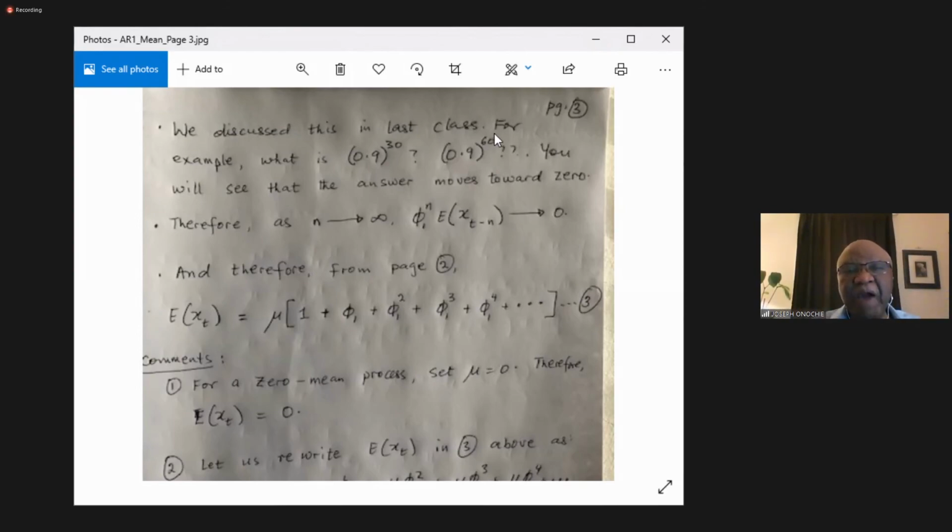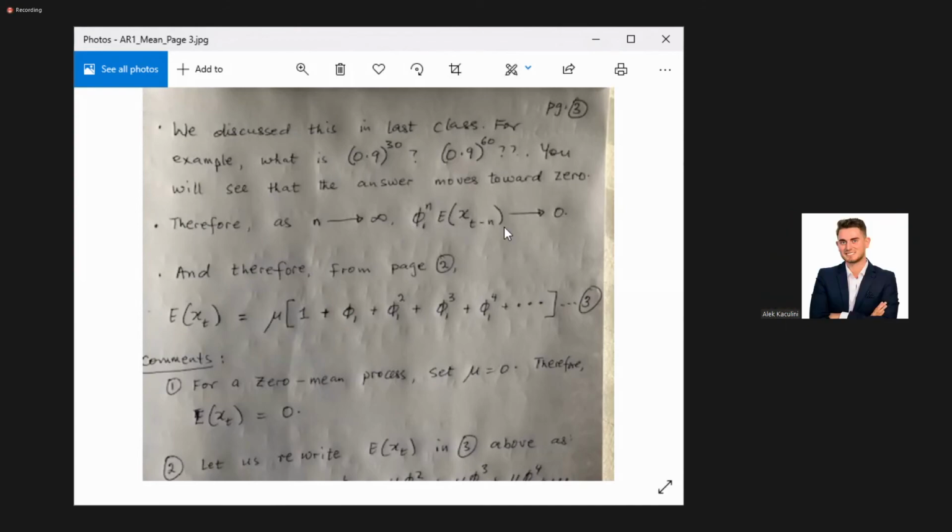So as this power goes up, the past 60 days, if we take lag 60 days, lag 100 days, as n becomes large, what happens to this term? Look at the bottom of page 2. What happens to this term? It goes towards 0.